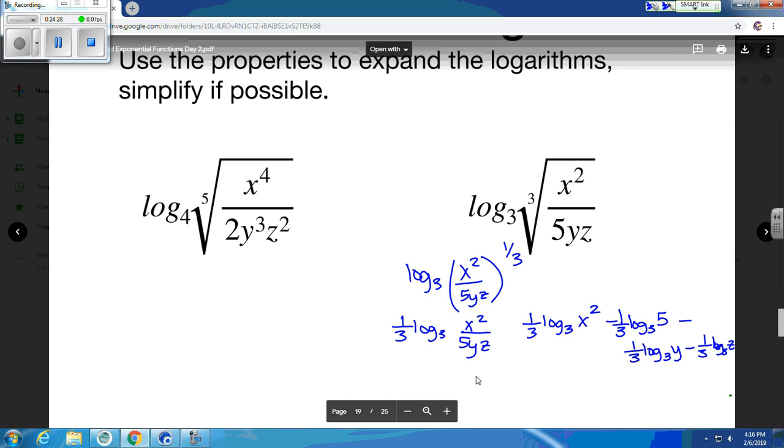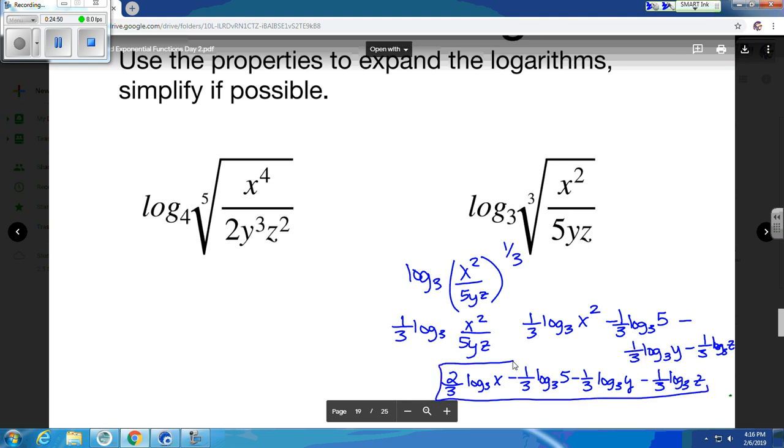Bring down my 2 to give me 2/3 log base 3 of x minus 1/3 log base 3 of 5 minus 1/3 log base 3 of y minus 1/3 log base 3 of z. I cannot simplify log base 3 of 5, so this is my answer.